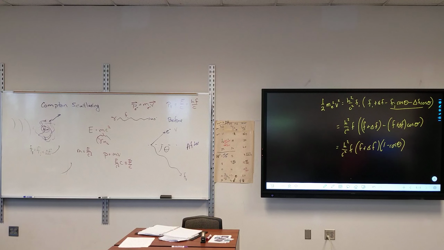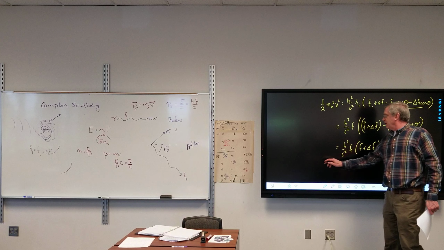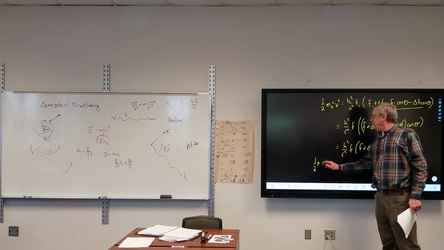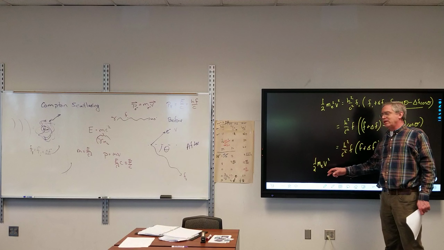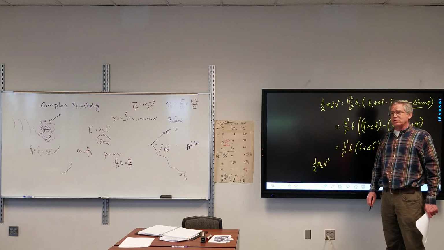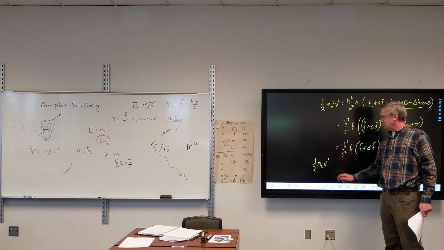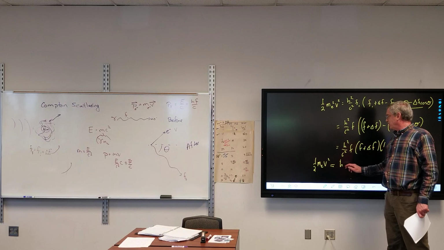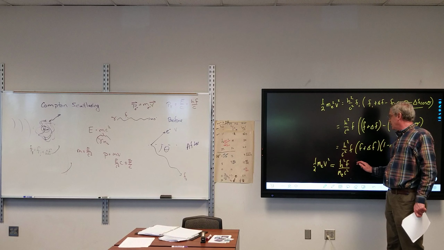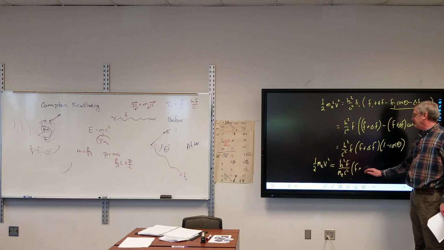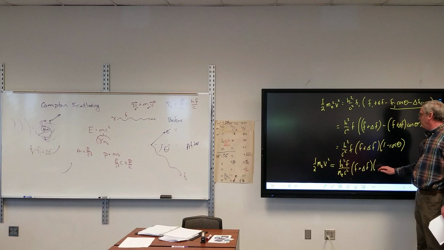If I divide both sides by the mass of the electron, I get 1/2 mass of the electron V squared. That formula better look familiar to almost every single one in here. Equals h squared F over mass of the electron c squared times F plus delta F, 1 minus cosine theta.